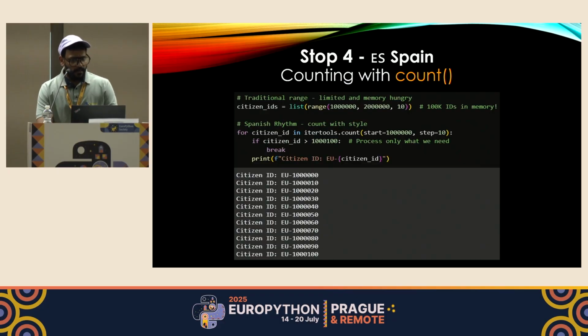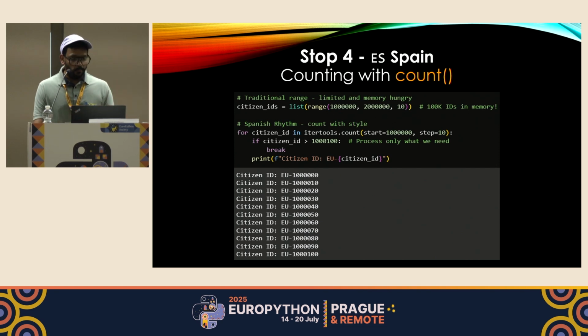And now that we are in Spain, we are counting iterables using the count function. It basically counts infinite numbers, and it's really useful if you need infinite numbers without storing them. That's really important. If you look at the example, we are generating citizen IDs starting from the number 100K, increasing with a 10 number increment. The traditional process looks pretty much the same with a list of a range function. It's cool, but the problem is the whole 100K IDs are sitting in your memory, and that's a huge chunk of memory that you are consuming.